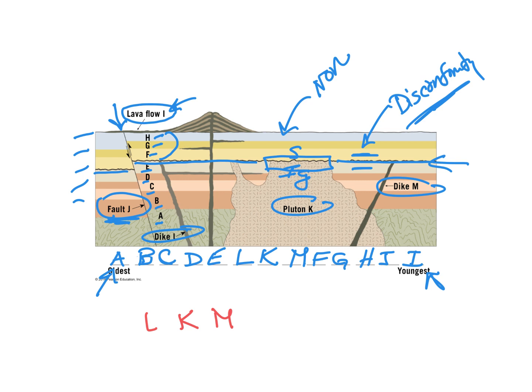Remember, an angular unconformity would be if we had sedimentary layers that were tilted on the bottom, and horizontal layers on top that were not parallel to the lower ones on the bottom of the unconformity.